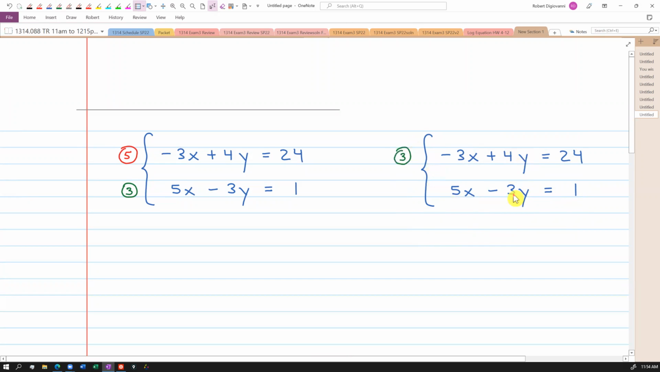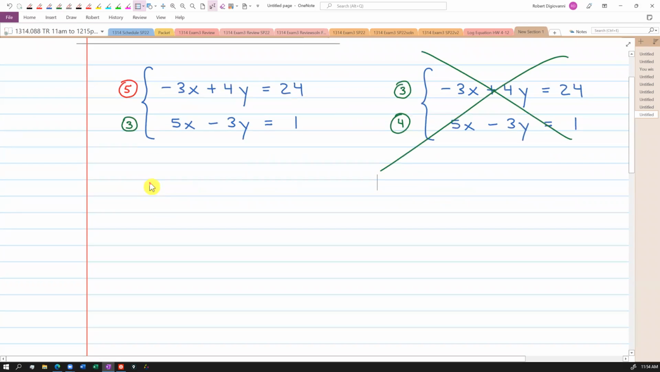And then let's turn the bottom one into a -12y. So we'll multiply the bottom one by 4, and that would also work. Notice there are two different ways. This way we're killing the x's off. This way we're killing the y's off. And it's up to you. You can do whichever way you want. So I'm not going to do this way. I'm going to stick with this one.